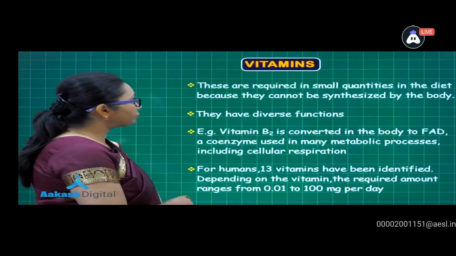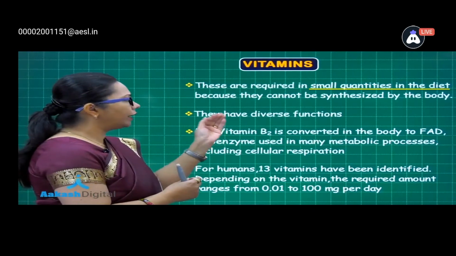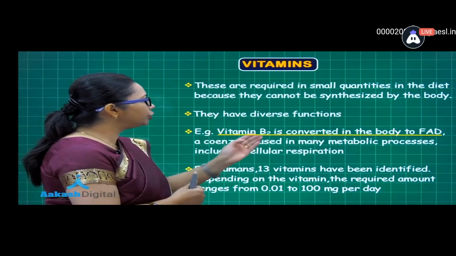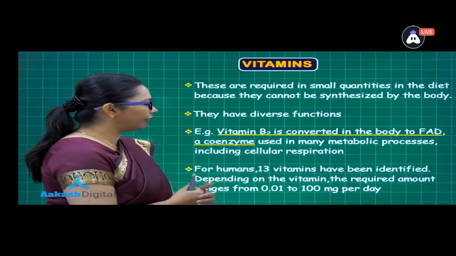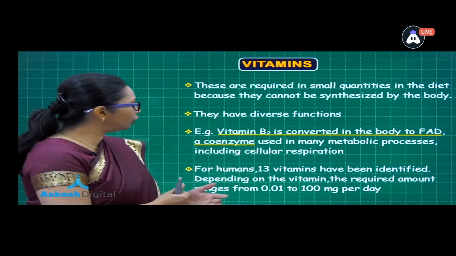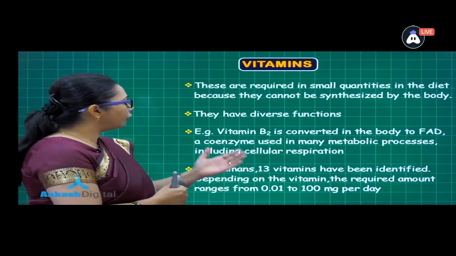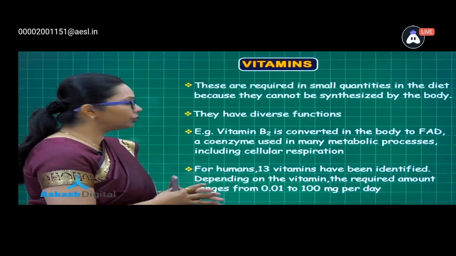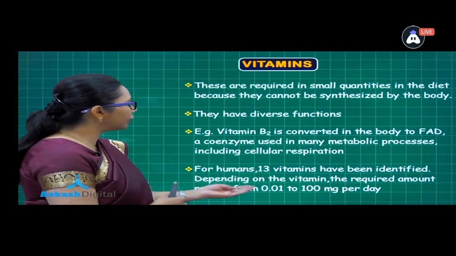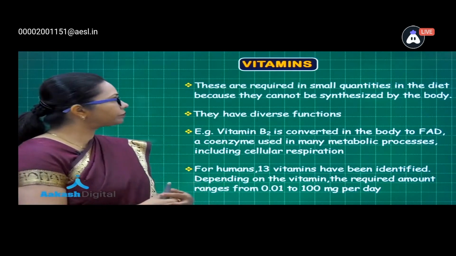Now these vitamins, they are required in very, very small quantities, and they have number of diverse functions in the body. Like for example, vitamin B2. Now B2 is riboflavin. It is converted in the body to FAD, flavin adenine dinucleotide, which is a coenzyme used in many of the metabolic processes. And for humans, nearly there are 13 vitamins which are required in the diet, and their daily requirement ranges from 0.01 to 100 milligrams per day.